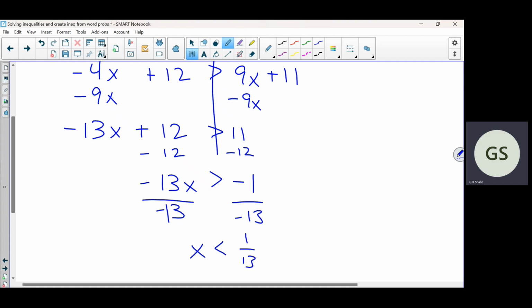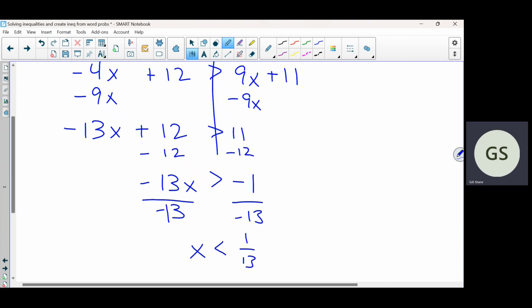I got 13. Oh, because you moved stuff probably to the other side. But it's still right. That's because you moved stuff to the other side, so it's still right. Did you get a positive also?